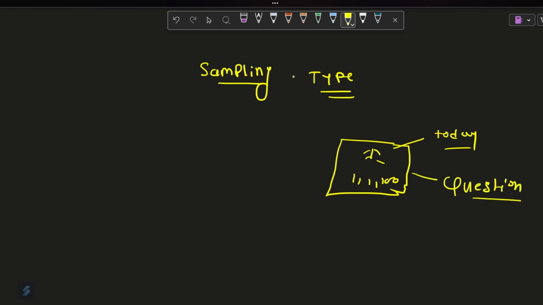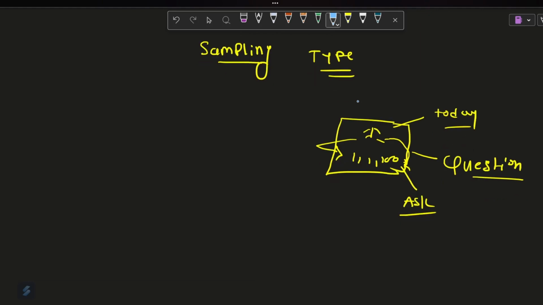The question is how the teacher selects the students to ask this question. That is the data. Does the teacher ask each and every one of the 100 students, or select some rows or columns, or girls or boys, or toppers or backbenchers, something like that? So how are they selected? In today's video, we will understand how data is collected, or the types of sampling.